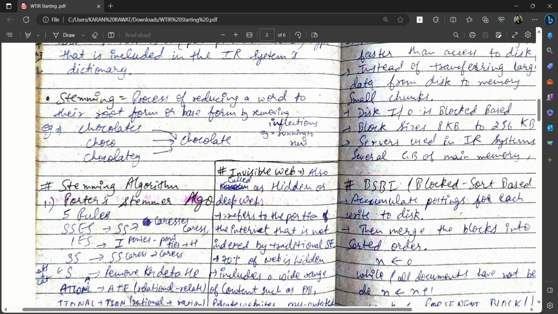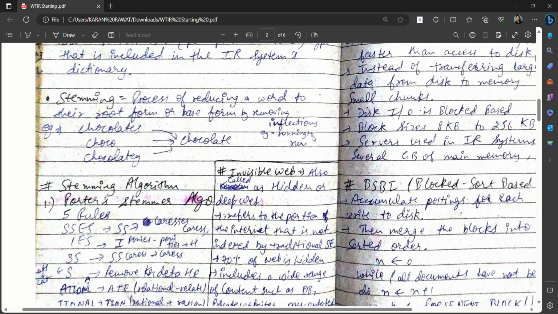Okay, so we are just converting into base form, or you can say root form. Running to run is also a process of stemming, and we are just removing inflections here. Inflections are what? I-N-G. So this is basically inflections. So stemming is nothing but converting a word into its root form or base form by removing the inflections. Inflections, I told you, are some ending characters and all that. Okay, so this is stemming.